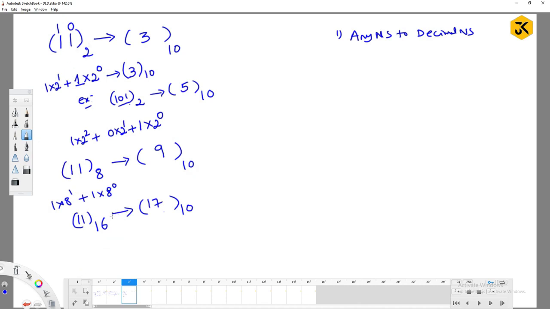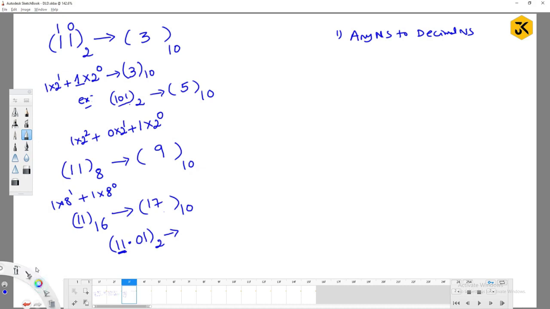Sometimes you may also observe fractional parts, something like 11.01. Can I take it as a binary number? Is it valid or not? All digits are less than 2, so it is a valid binary number. At this time, how are we going to calculate? Basically, the numerical part first.